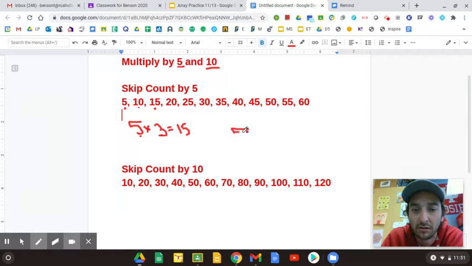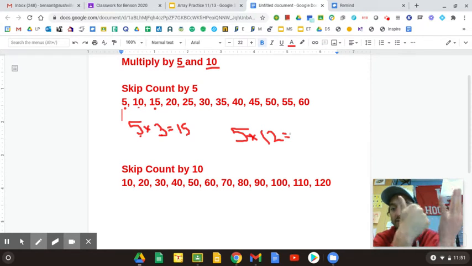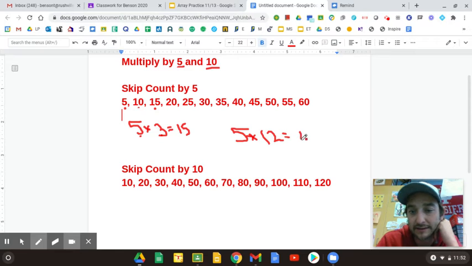Try a harder one. Do 5 times 12. Okay, again, I like to use my hands. So I'll go 5, 10, 15, 20, 25, 30, 35, 40, 45, 50. I'm at 10, 55, 60. So that 5 times 12 gets you all the way to 60.